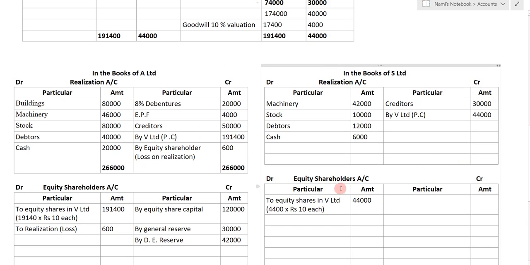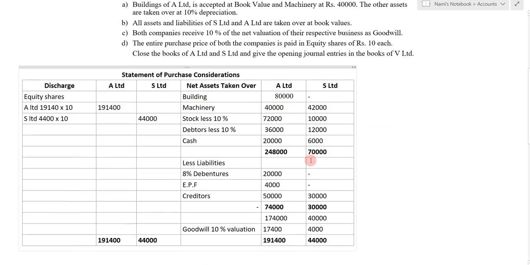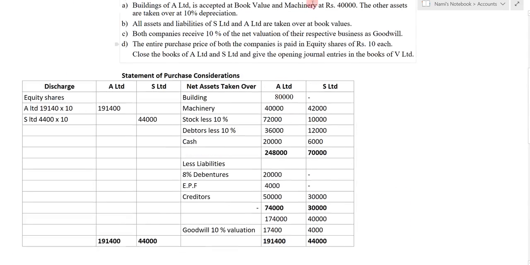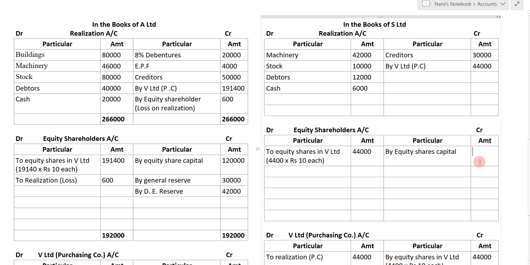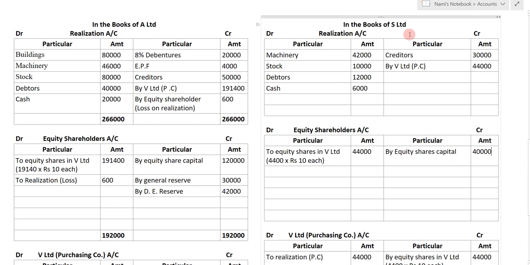Okay, now in the equity shareholders account we have to transfer all the reserves. So here there are no reserves of S Limited, only transfer the share capital, the equity share capital of the company. By equity shares, share capital. How much is the equity share capital of S Limited? 40,000. Now here all the entries we have passed in the books of S Limited.